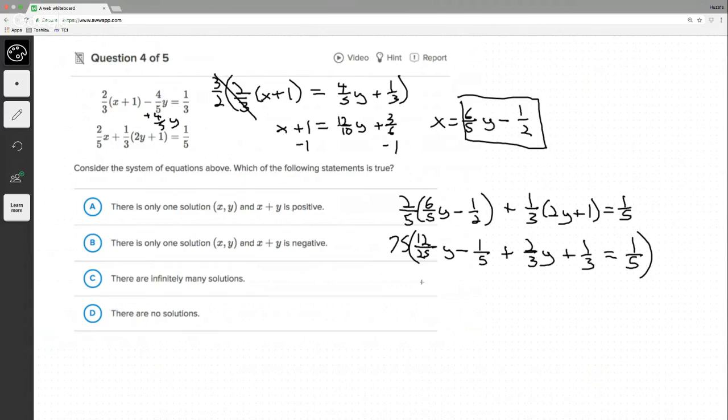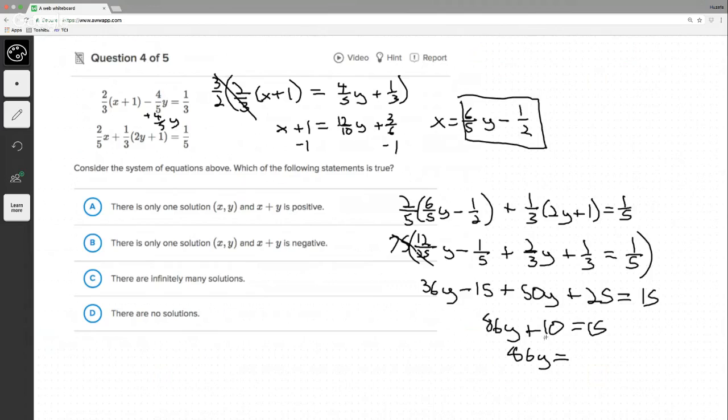Right? I'm skipping these steps because this reduces to 3. So that's why I get 36y minus 75 over 5 is 15, plus 150 divided by 3 is 50y. Hope that makes sense. Plus 25 equals 15. Much easier numbers. 36y plus 50y is 86y. Negative 15 plus 25 plus 10 equals 15.